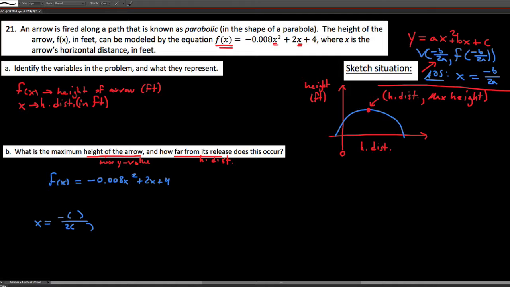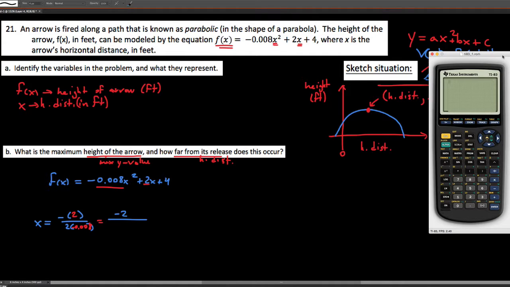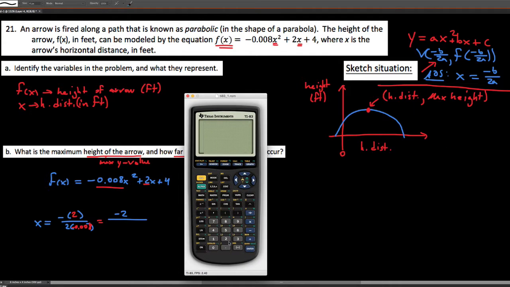So let's put in 2 for b, since that's our b value, and then over 2a, so we say negative 2 over 2 times negative 0.008. With my calculator here, let me slide it over. On the bottom, we say 2 times negative 0.008. We should get negative 0.016, and we do.